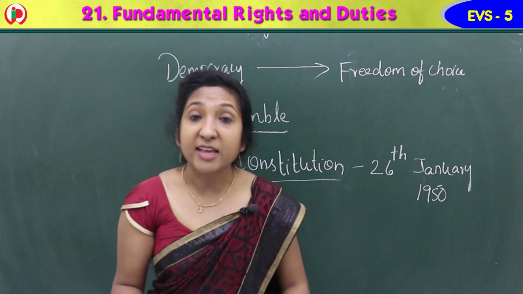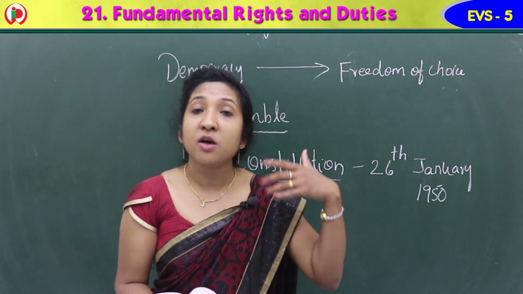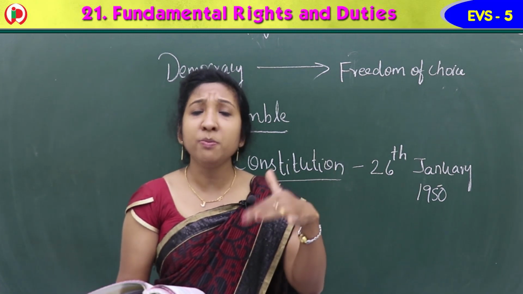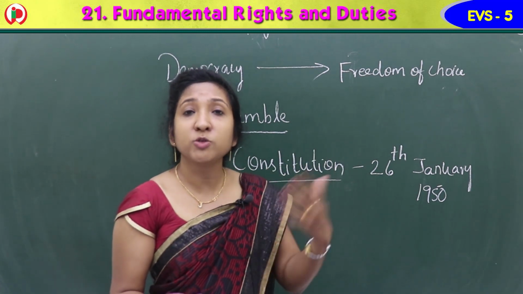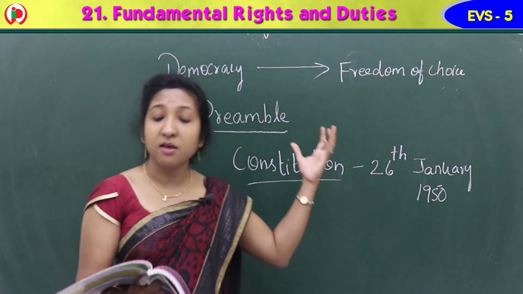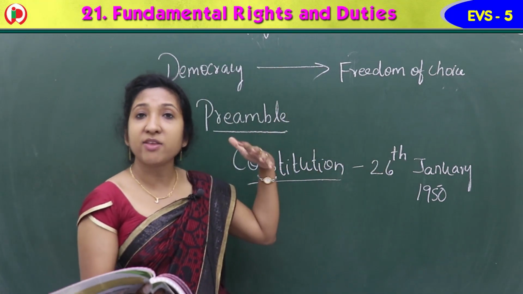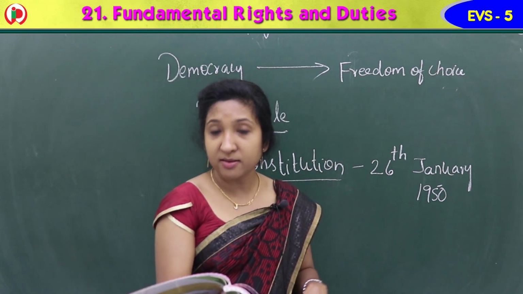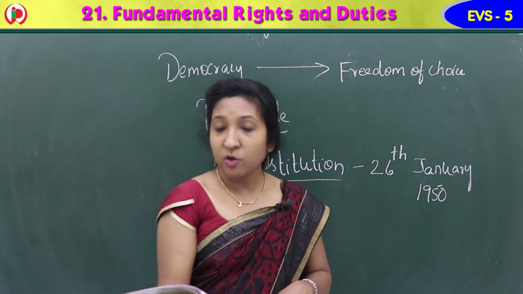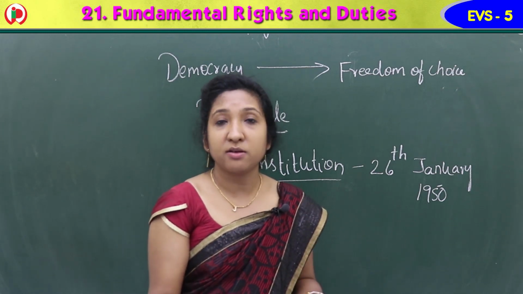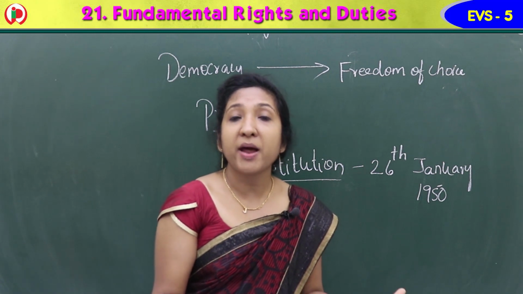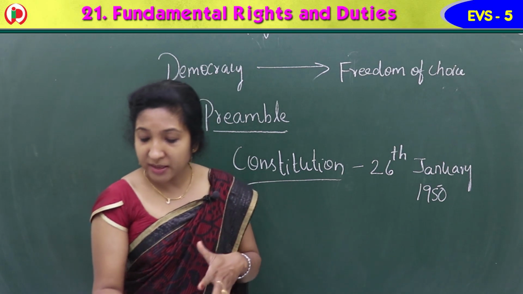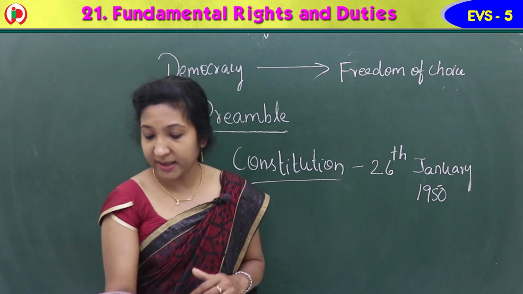People have the right to vote. People have the right to choose the leader who should rule the country, who should rule them. Freedom of choice is the core of democracy. They have the right to choose the leader through elections. People are the supreme power here. The majority party that wins the election forms the government and the leader becomes the prime minister. This is democracy.